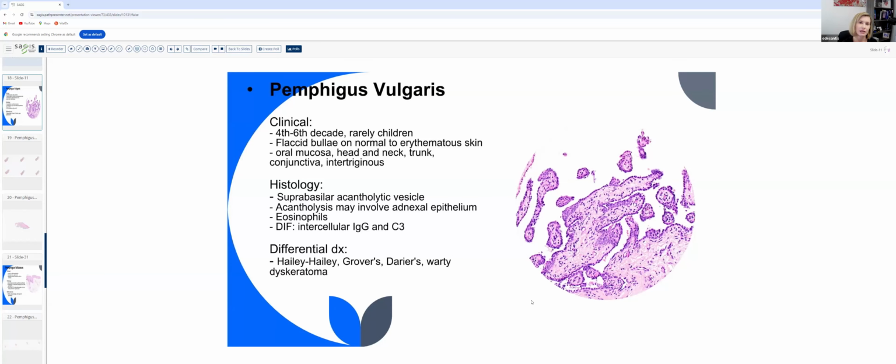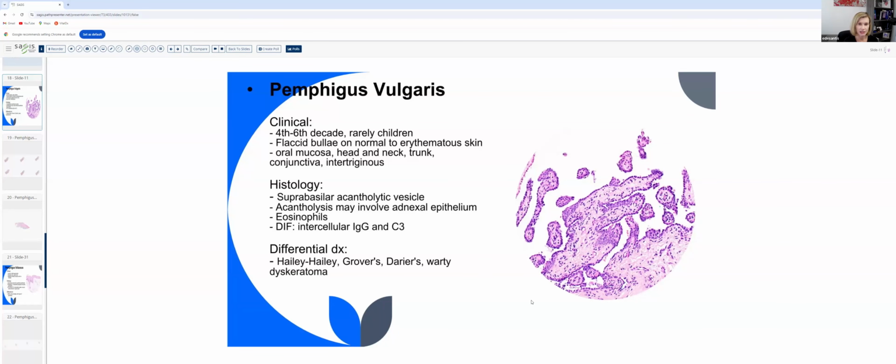Pemphigus vulgaris clinically often presents in the 4th to 6th decades and is very uncommon in children. It presents as flaccid bullae on normal to somewhat erythematous skin, often in the head and neck and upper trunk areas, and it can also involve the mucosal surfaces, so oral mucosa and conjunctiva. Histologically, there's a very characteristic picture of a suprabasilar acantholytic vesicle. The acantholysis can involve adnexal epithelium. So acantholysis involving follicular epithelium is very characteristic of Pemphigus and helps to exclude other entities in the differential diagnosis.